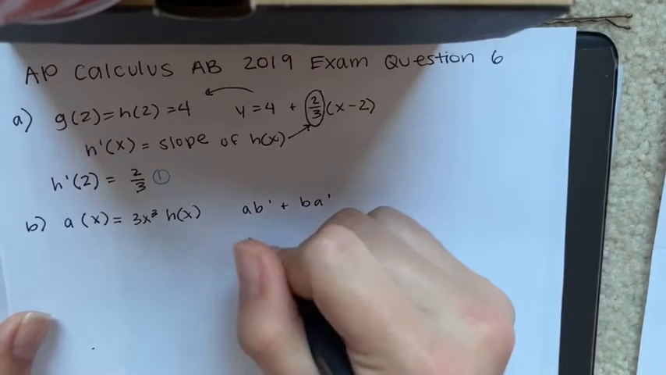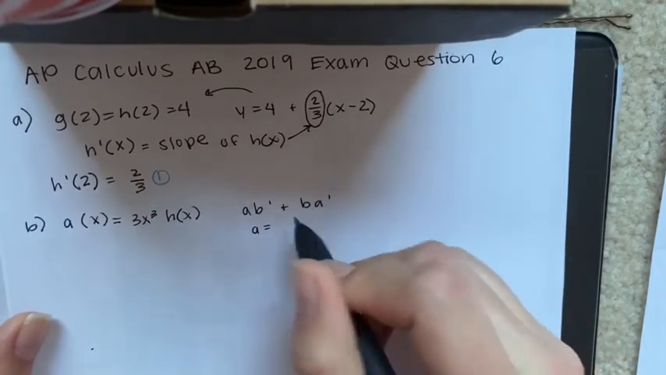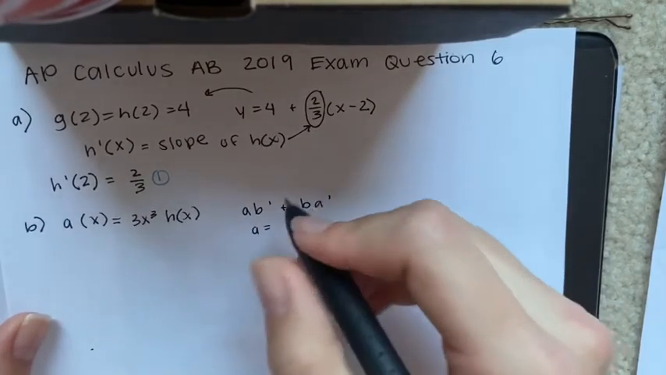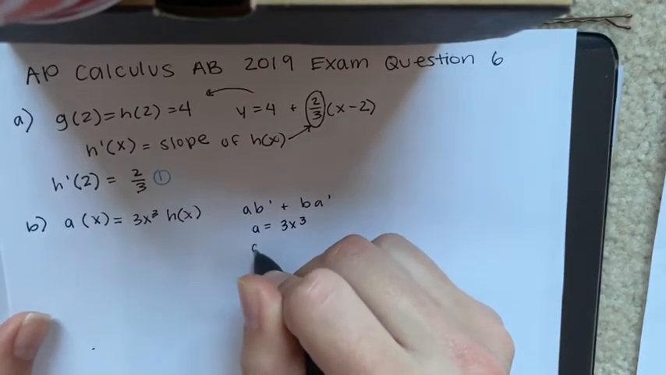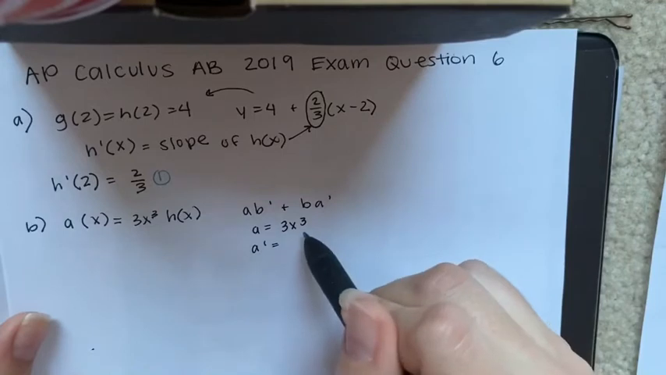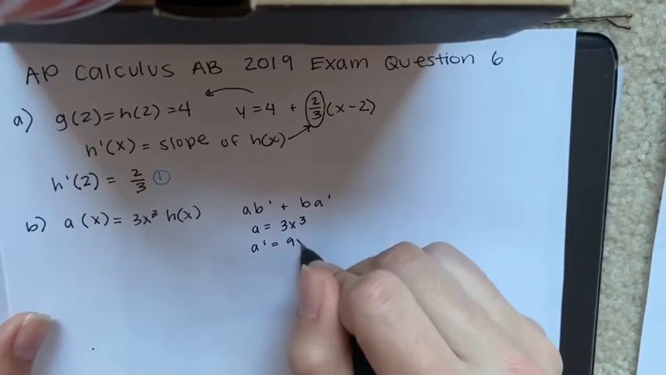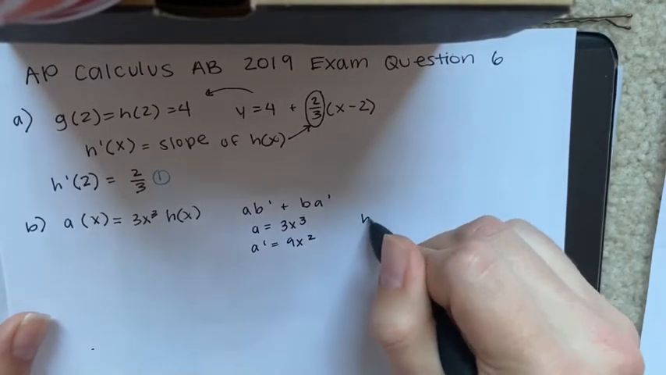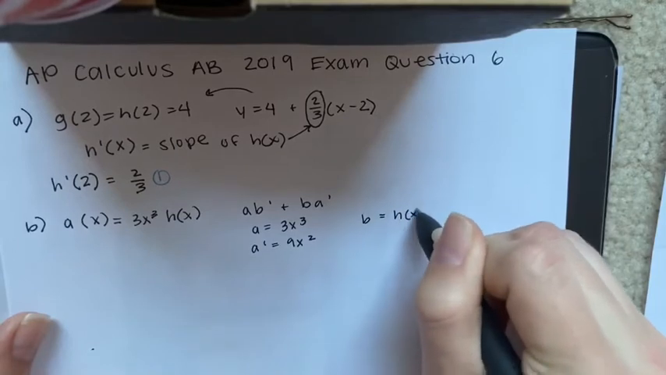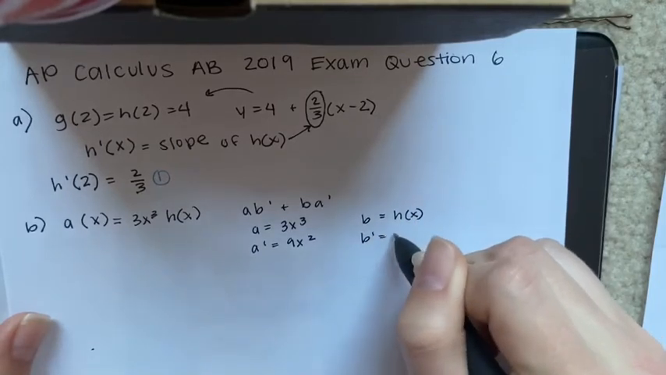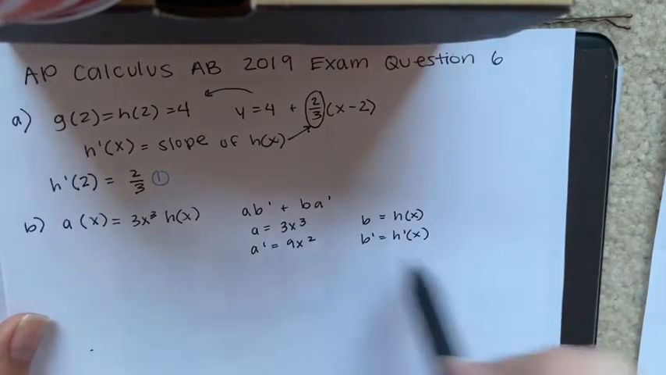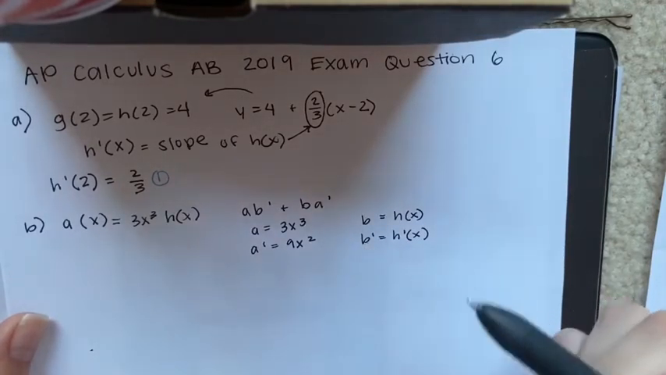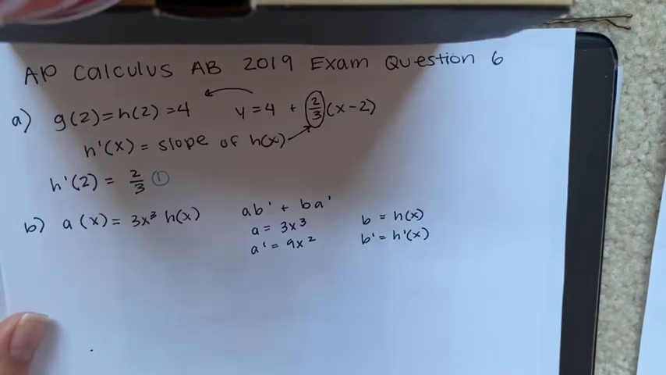I also like to note which is which. So here I'm using a as 3x to the third, and a prime is the derivative of this, so that would be 9x squared. B here would be h of x, and it's really easy. B prime here is just h prime of x. So I just like to separate my work and make notes so that I know which steps I'm taking, and it's easier for me to find a mistake.